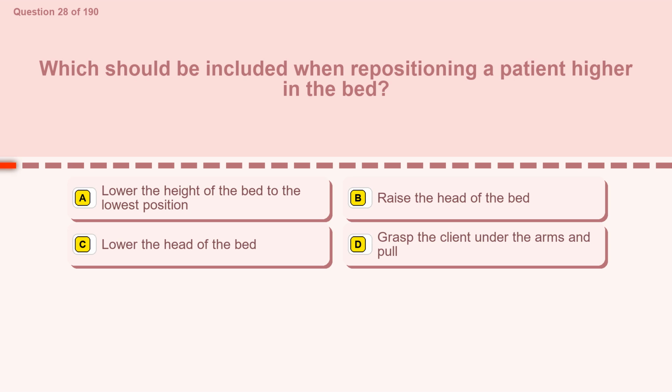Question 28. Which should be included when repositioning a patient higher in the bed? Option A. Lower the height of the bed to the lowest position. Option B. Raise the head of the bed. Option C. Lower the head of the bed. Option D. Grasp the client under the arms and pull.